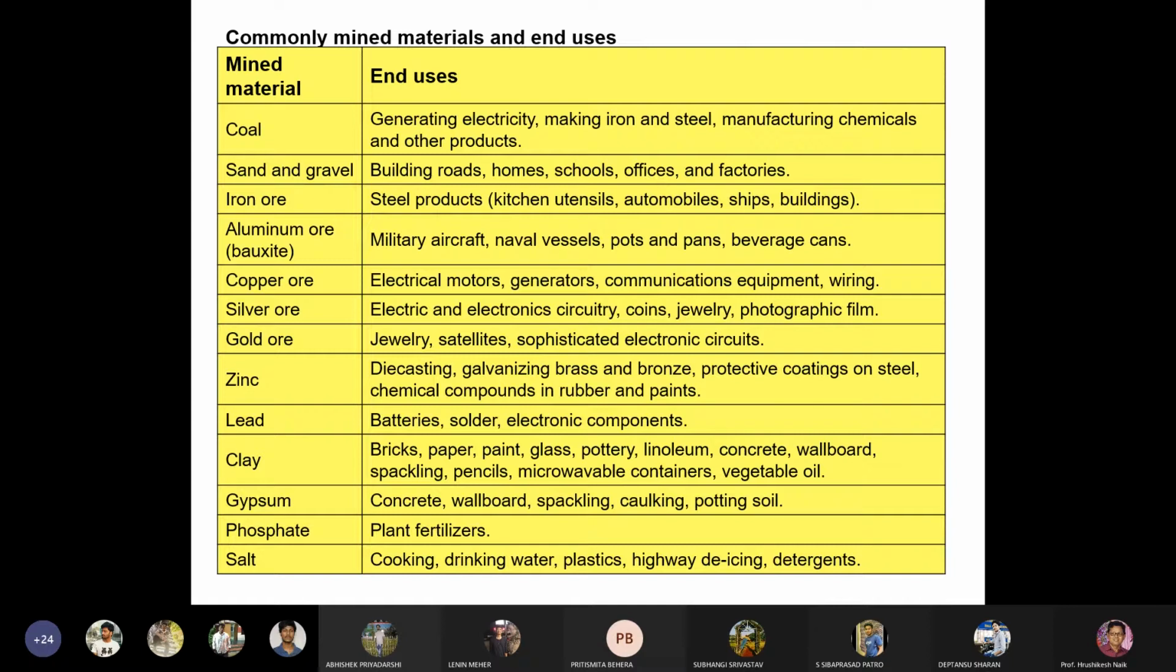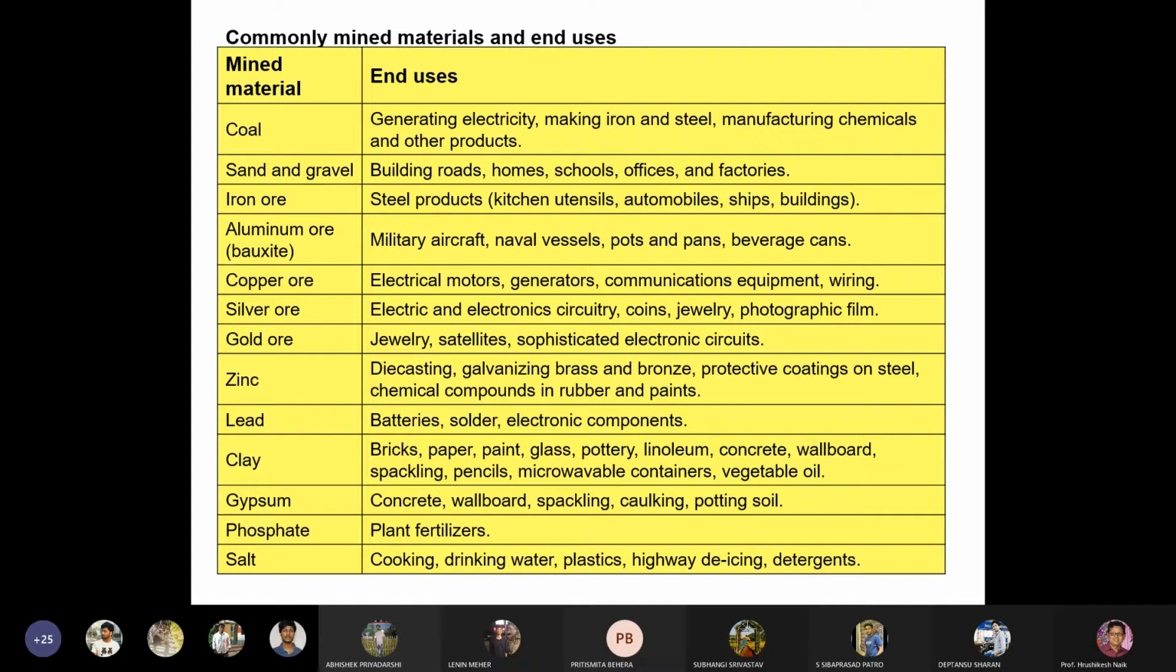Similarly, copper ore is mined, and this copper is used for electrical motors, generators, communications equipment, wiring, etc. And we also mine the silver ore, which is used for electric and electronics circuitry, coins, jewelry, photographic film. And we also mine the gold ore, and this gold is used for jewelry, satellites, sophisticated electronic circuits.